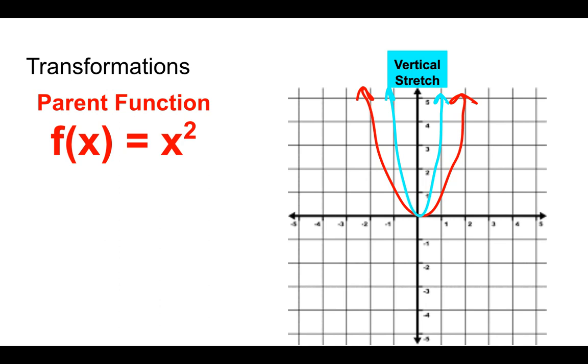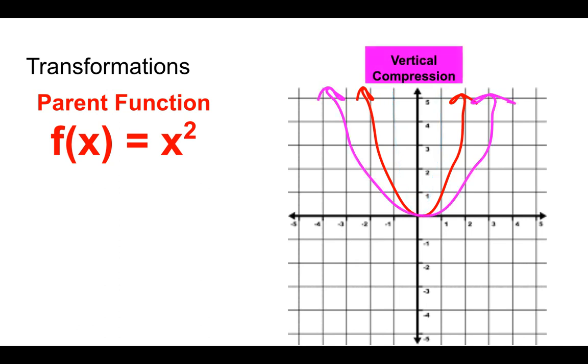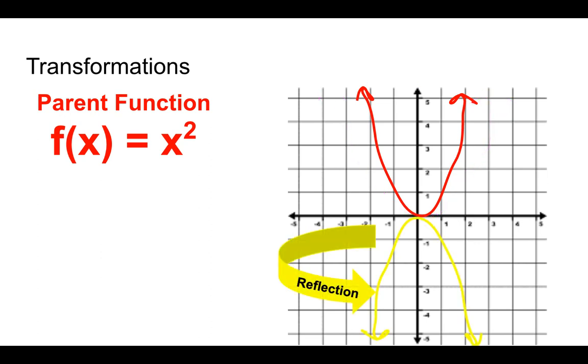We can transform it by making it skinnier, a vertical stretch. We can transform it by making it wider or fatter, a vertical compression. And lastly, we can transform it by flipping it over the x-axis, which is a reflection. These are the same types of transformations that we use when we are transforming the line y equals x.